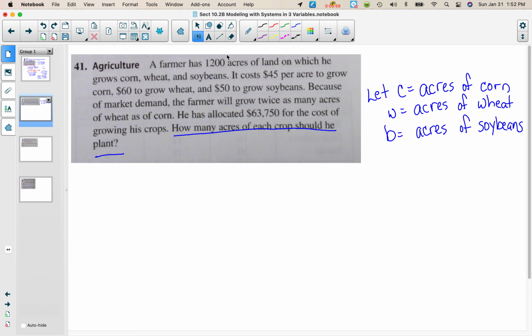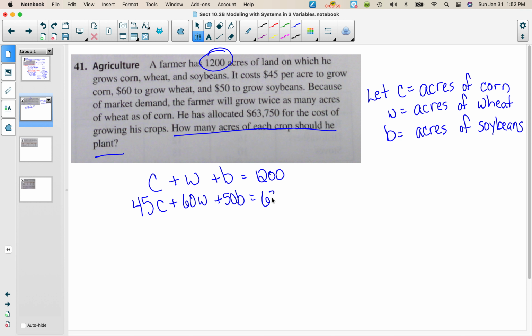All right, so we have a total of 1,200 acres. So we have C plus W plus B equals 1,200. We have one about our cost. So we have 45C plus 60W plus 50B, and he has a total of $63,750.